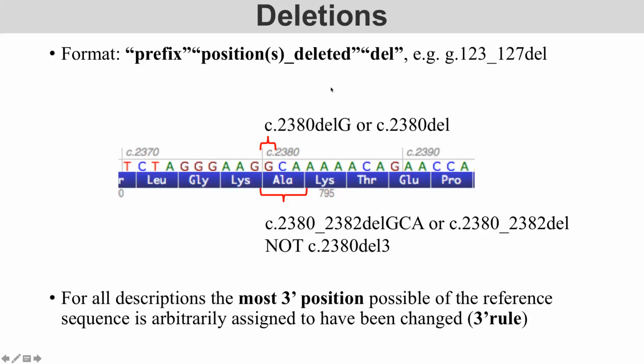If, let's say, you have this example here where you're deleting these 3 nucleotides, GCA, you would describe it from the first deleted position to the last deleted position. And again, you can include the nucleotides or not. However, an invalid expression would be to give just the first position and say deletion of 3. That would not be a valid HGVS expression because you need to give the first and last position of where this deletion is occurring.